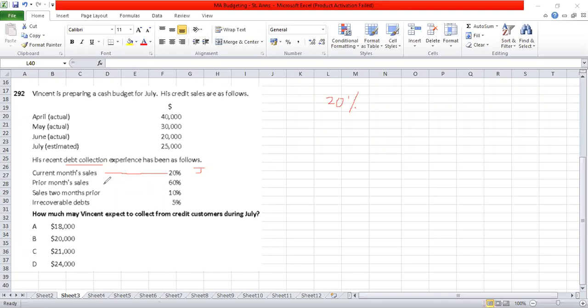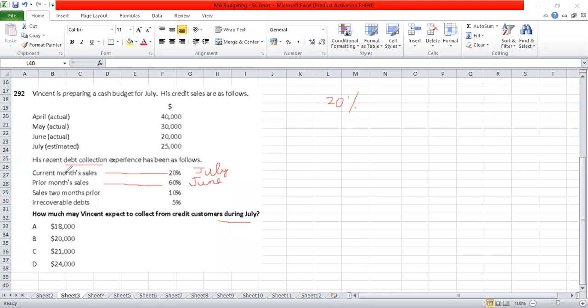60% of the previous month, prior month, this will be June. 60% of June sales will be received in July. This is the collection pattern which is given. 20% of July's sales are collected in July itself. And in July, they collect 60% of June month's sales, because in June they made credit sales, and 60% of that amount is collected in July, because we are asked to calculate the amount collected during July.